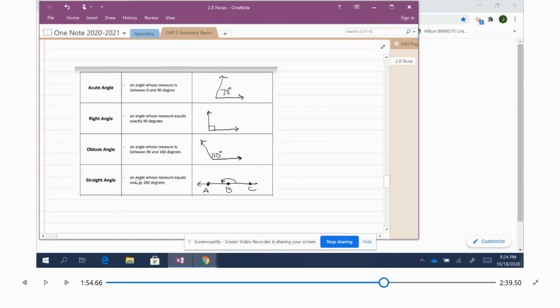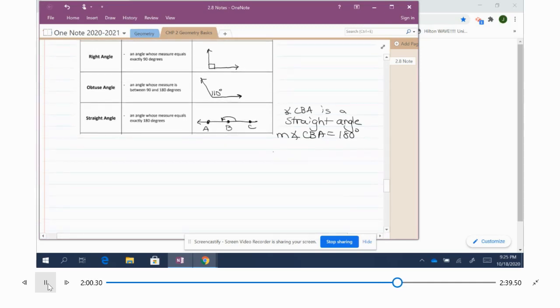Straight angle should be new to you this year. It's exactly 180 degrees in measure. Straight angles measure exactly 180 degrees, just like right angles measure exactly 90. There's going to be no symbol for a straight angle. What I could say to show that it's a straight angle is that A, B, and C are collinear. That's a way to indirectly state that angle ABC is a straight angle.